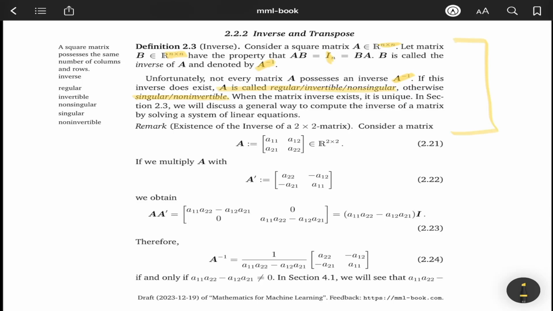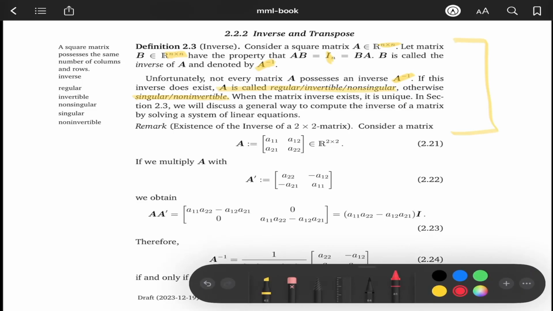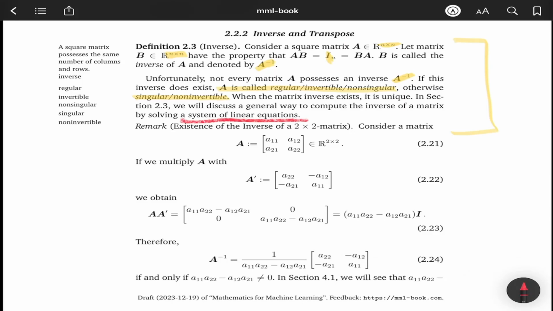In section 2.3, we will discuss a general way to compute the inverse of a matrix by solving a system of linear equations. Okay, so that's interesting. It is possible to use our beloved system of linear equations to compute the inverse.